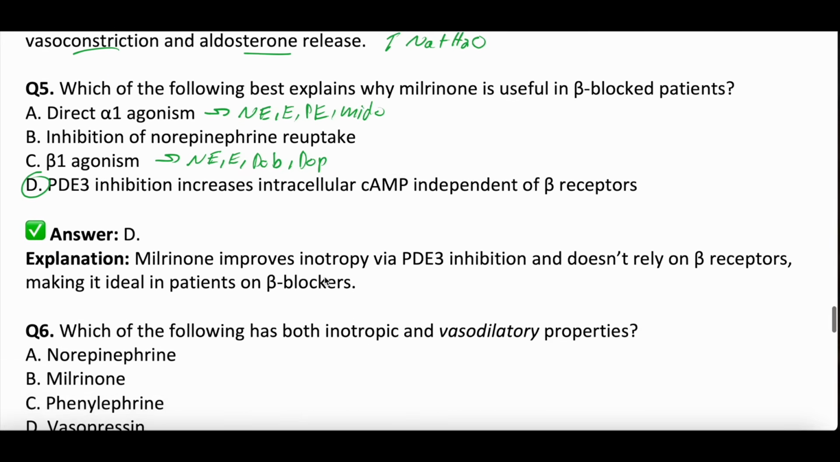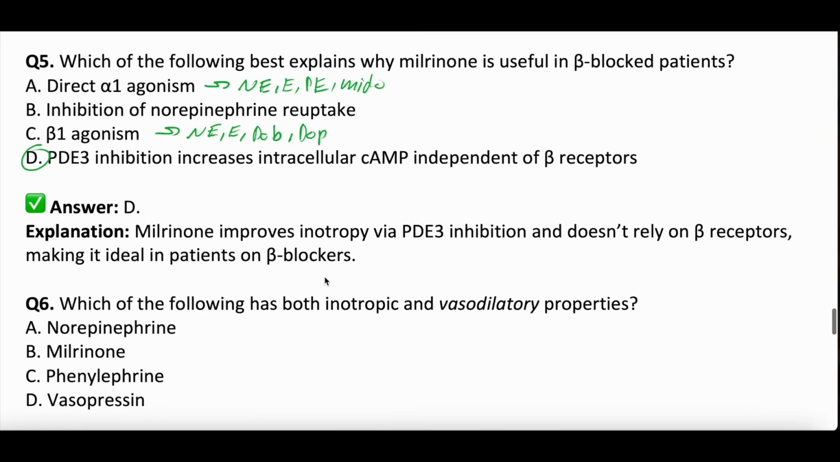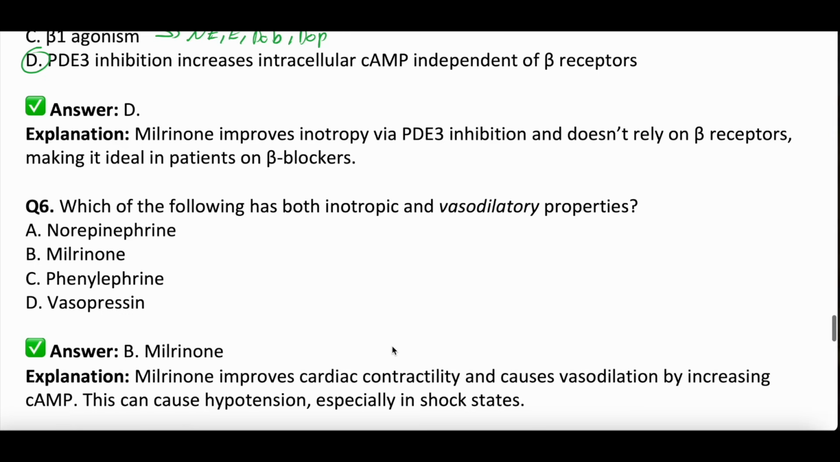All right, question 6. Which of the following has both inotropic and vasodilatory properties? Option A is norepinephrine. Option B is milrinone. Option C is phenylephrine. And option D is vasopressin. Pause here if you need to. The correct answer is B, milrinone.